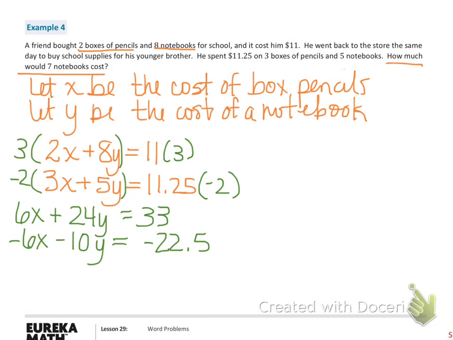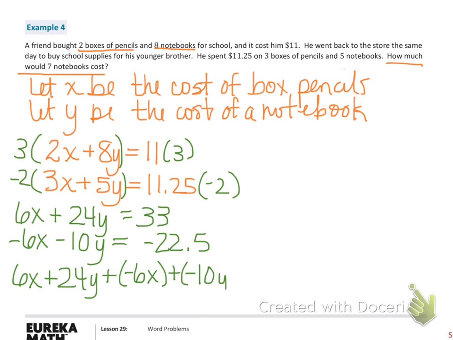Okay, so now I've got these two equations here, and I'm going to add the left-hand sides and put them equal to the sum of the right-hand sides. Same thing we were doing in these other equations. So we would have 6x plus 24y plus -6x plus -10y is equal to 33 minus 22.5.